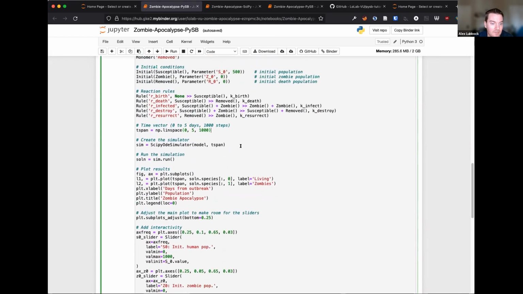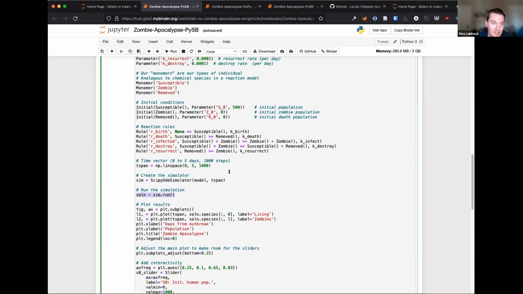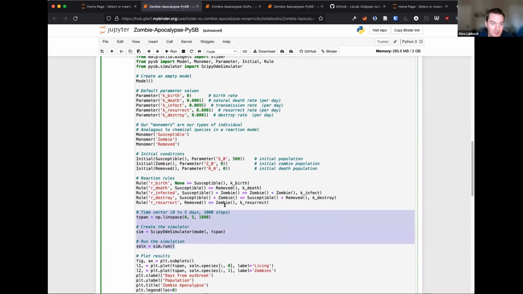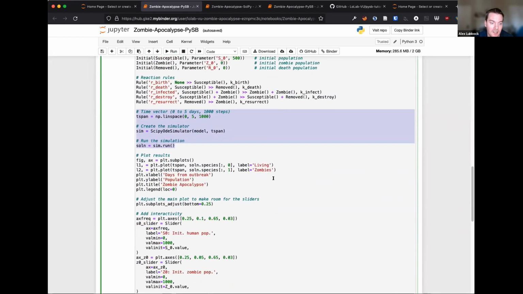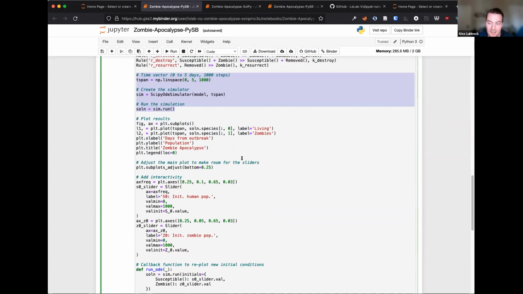And then you create the simulator. So this is this SciPy ODE. This uses a Python library called SciPy and takes this model and time span, and then you're just running the simulation. And that's all you really need to run. So you can see that the actual simulation part is pretty straightforward once you've got the model defined. It actually takes more code to do the plotting and the interactivity.